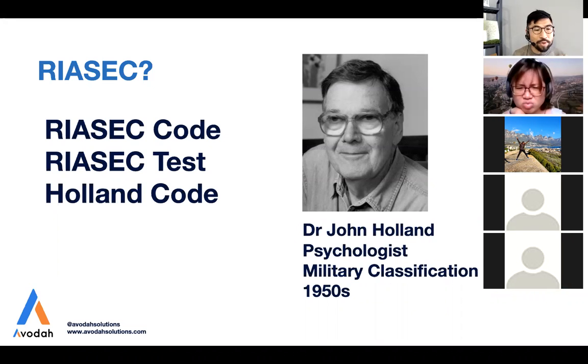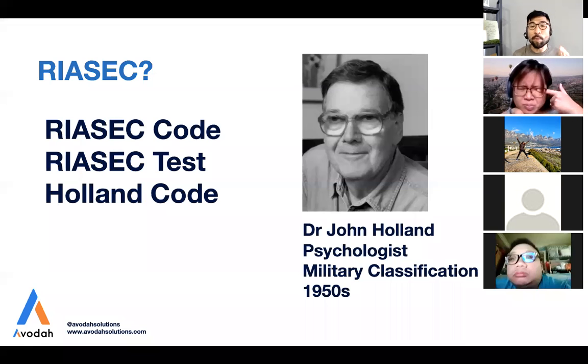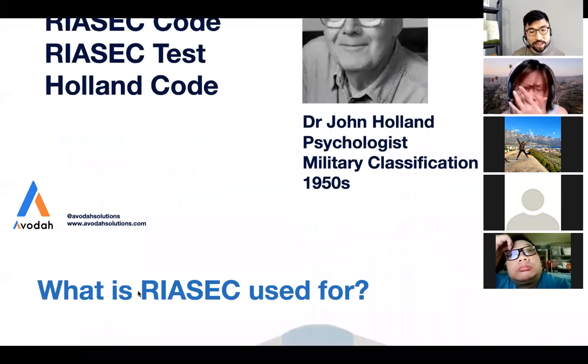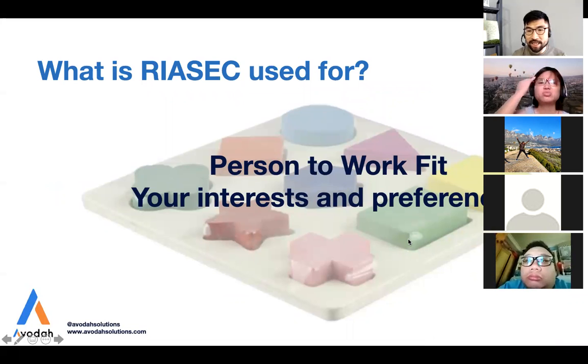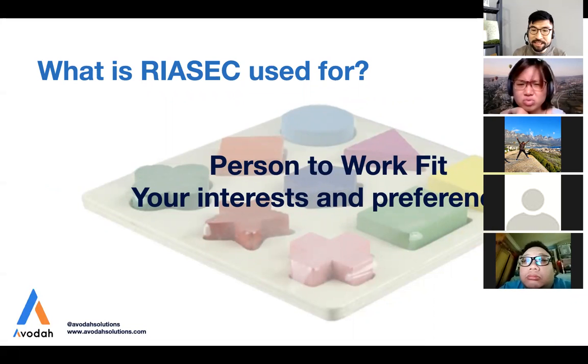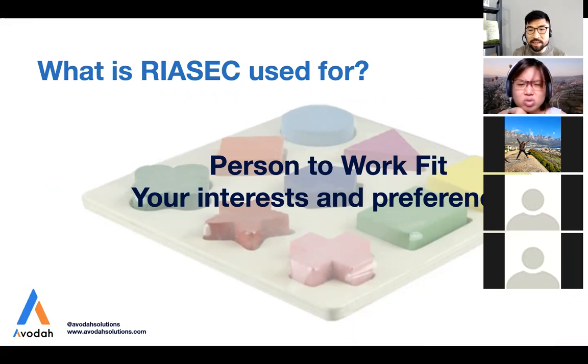Okay, so now you know that RIASEC, founded by Dr. John Holland in the 1950s, is a way to classify people. So what is it really used for? All right, I'm using this picture, which y'all will be familiar with, of a kid's toy, right? Where they fit the triangles into the triangle holes, the circles into the circle holes, and squares into square holes. This toy is something that I use to explain to people what RIASEC is used for. It's basically a way to try to fit people and the tasks that they do.